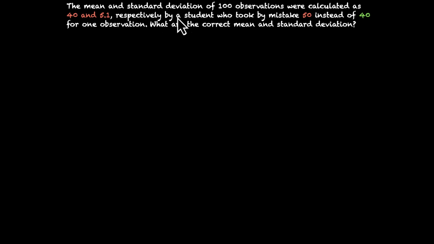The mean and standard deviation of 100 observations were calculated as 40 and 5.1 respectively by a student who took, by mistake, 50 instead of 40 for one observation. The question is, what are the correct mean and standard deviation?